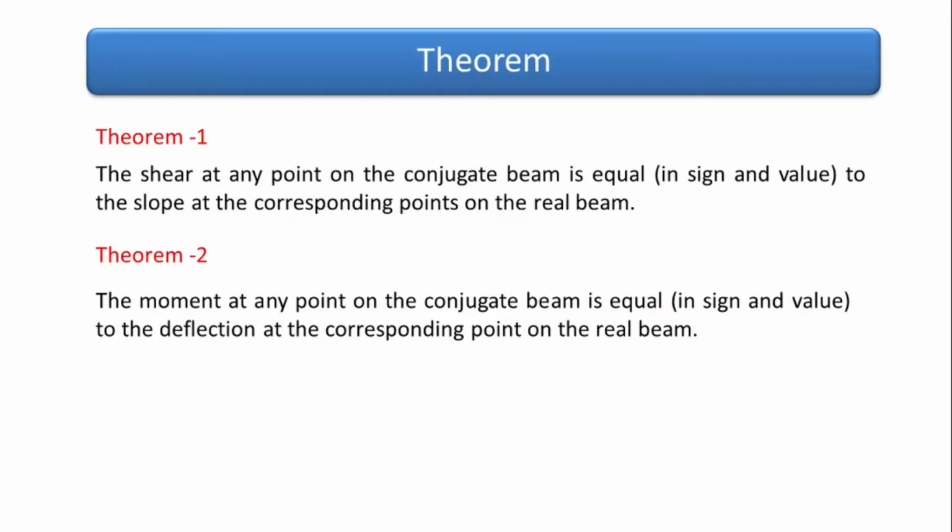Now the theorems. The first theorem: the shear at any point on the conjugate beam is equal, that is in sign and value, to the slope at the corresponding point on the real beam. And theorem number 2: the moment at any point on a conjugate beam is equal, that is in sign and value, to the deflection at the corresponding point on the real beam.